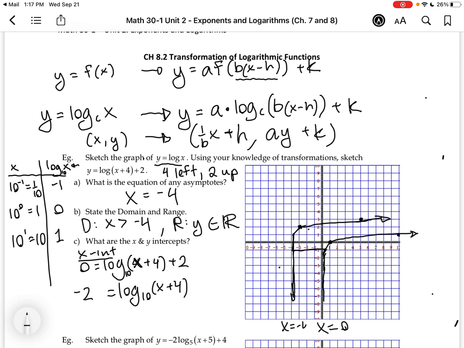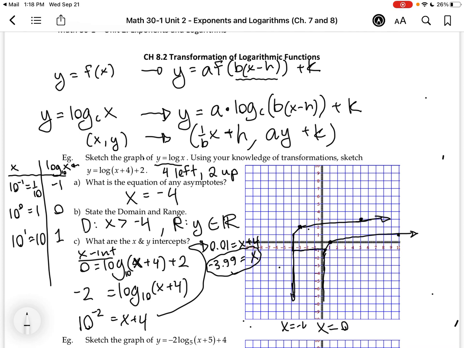And then we switch into exponential form. The base of our exponent, or our power rather, is 10. The exponent is the value of the logarithm, so that's -2, and that's equal to x plus 4. Okay, and 10 to the -2 is 100th. So that is, 100th is 0.01 equals x plus 4. And then you can subtract 4 from both sides, and 0.01 minus 4 is -3.99. Okay, so actually that one you could do algebraically.